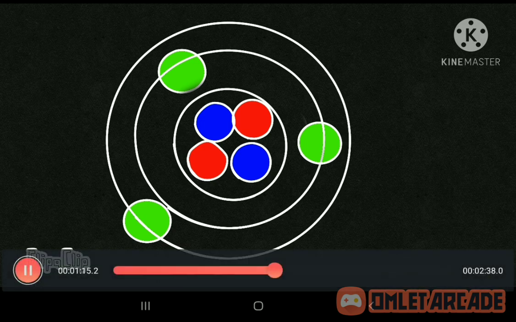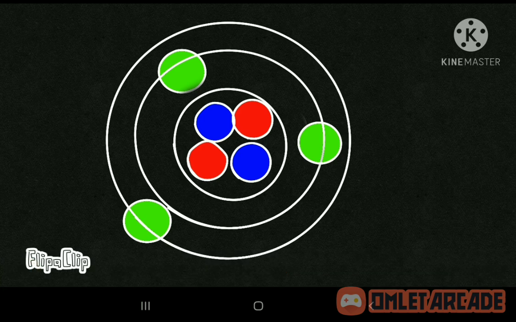This is the 2D image, where there is an electron that is orbiting its nucleus, and this is the structure of an atom. The nucleus that this electron is orbiting is formed by two neutrons, the blue ones, and it's also formed by protons, the red ones.